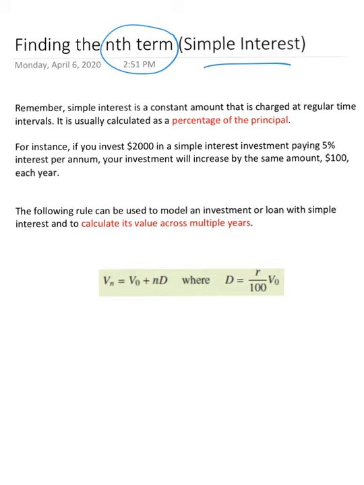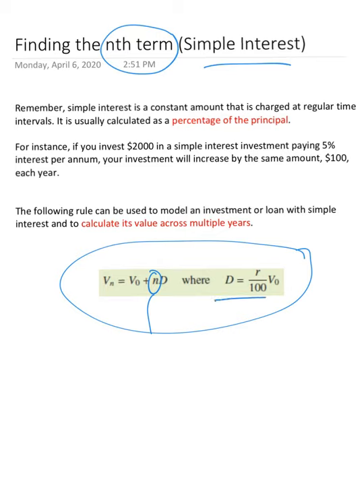There's some information that you can read there about simple interest to recap your memory. Pause the video if you need to do that. But what I'm going to look at now is this formula down here. This formula can be used to calculate the value of the investment at any point throughout the investment. So N tells us the number of years, or the number of periods, that the investment has been made for. Whereas D is equal to the rate, so that might be 5%, like we've got in the example above, divided by 100 times the initial amount, which might be 2,000.